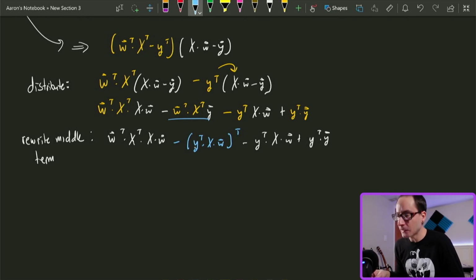This is the vector of the observed values. So when you look at your vector of observed values, you take the transpose, that's now a row vector. So this is now a row.